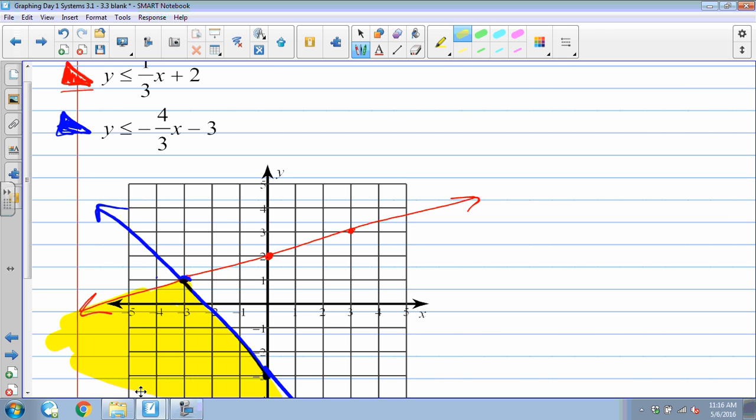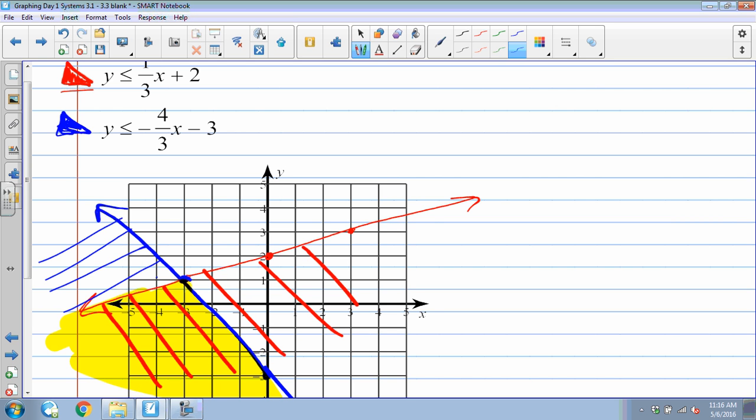Because if you shade the red one, it's all this. And if you shade the blue one, it's all this. And this area is where both of them are shaded.